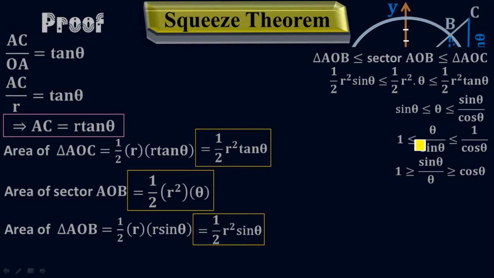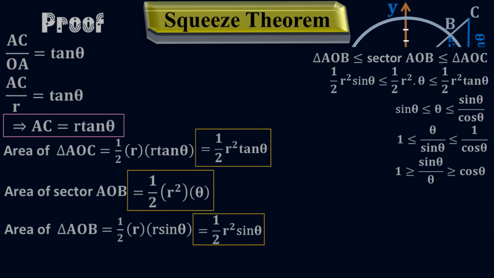But then don't forget this inequality sign. If it is greater, it will be lesser. If it is lesser, it will be greater. They will be the other way around. Just give a turn. So this is going to be my new statement.